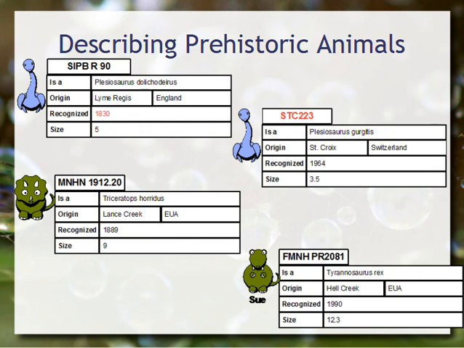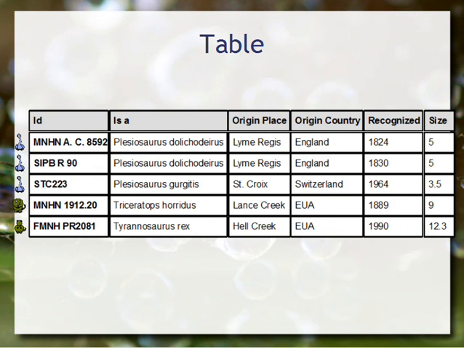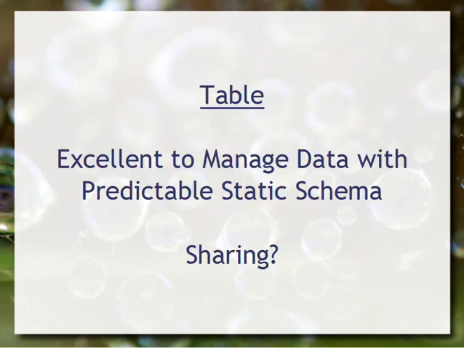And we have other dinosaurs here, okay? And we want to put these dinosaurs in some kind of storage, okay? The classic approach is the table, okay? Relational table. We put everything in a table, and that's fine. We create fields here, but we need a schema. We need to design a schema and put them in this table. The problem is a table is excellent to manage data with a predictable static schema. So if it's static and it's predictable, it's fine. But when you want to change it and when you want to share, we have problems.